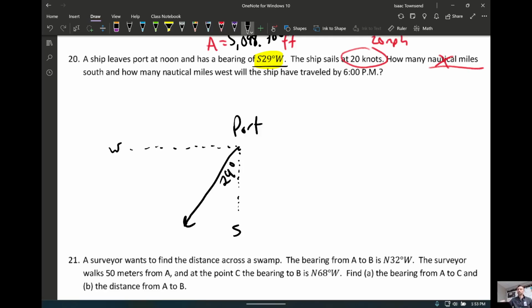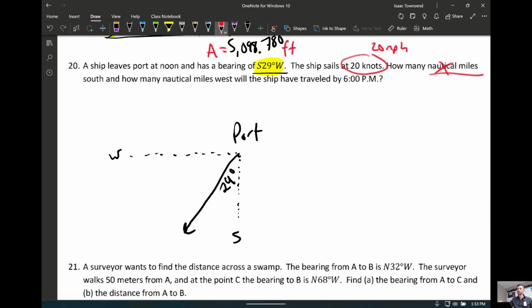To finish your picture, this guy's going 20 knots, which is like 20 miles per hour basically. And you are trying to figure out how far south. Here's my ship. How far south we have traveled and how far west we have traveled, which creates your right triangle that's needed.